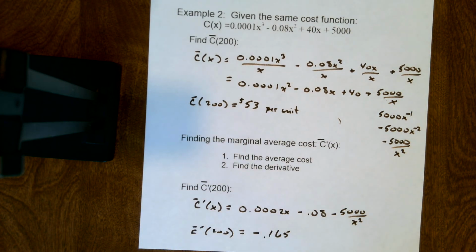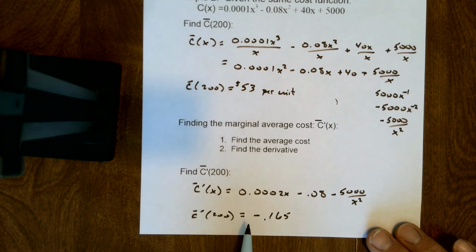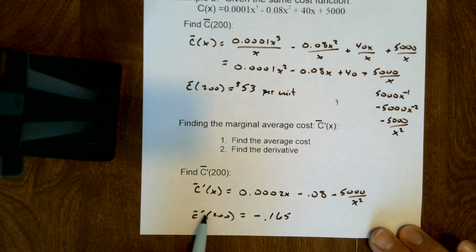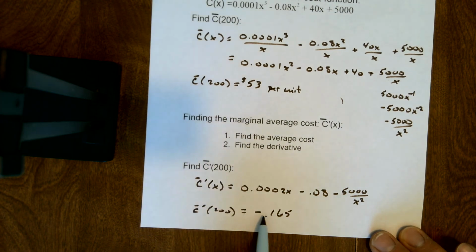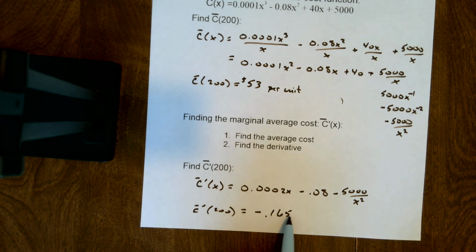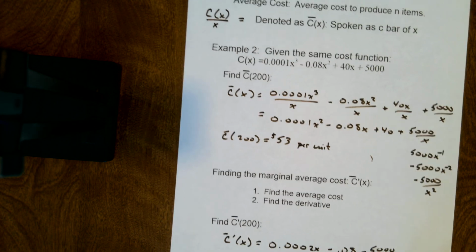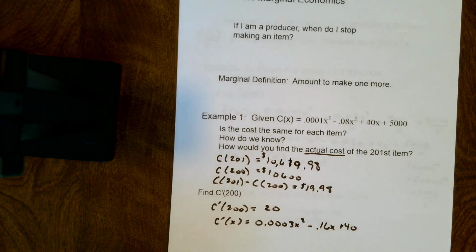So what does that mean for us? I'm always going to ask you to interpret your results. So when we're producing 200 items, the average cost is decreasing by 16.5 cents per unit. That gives you an idea of what we're going to be looking at and how our derivatives, our calculus, is going to play in with our economics.